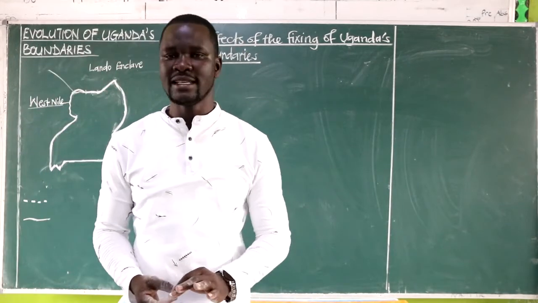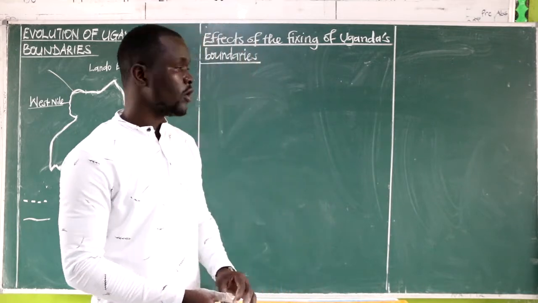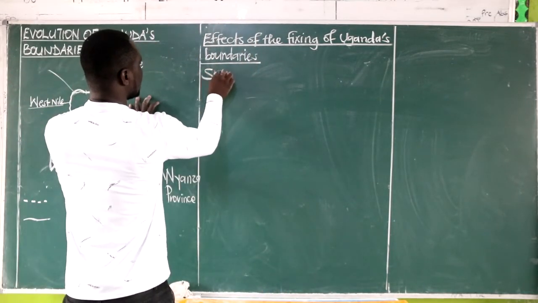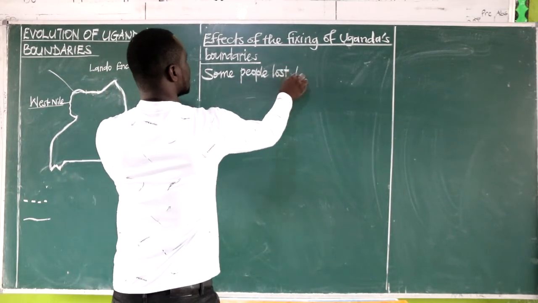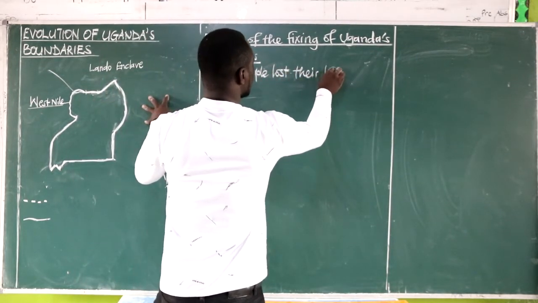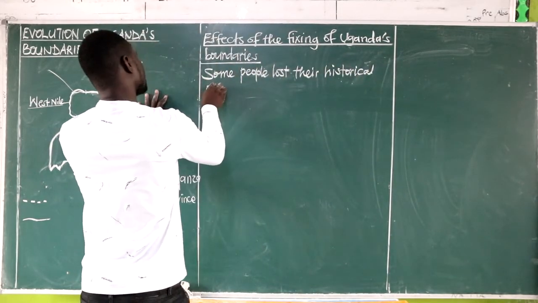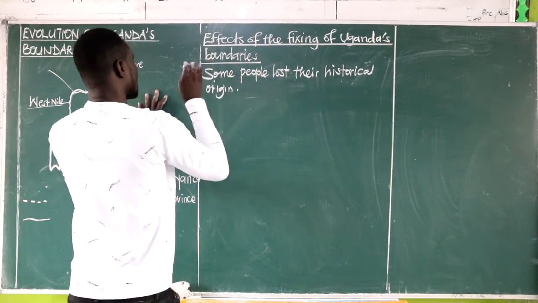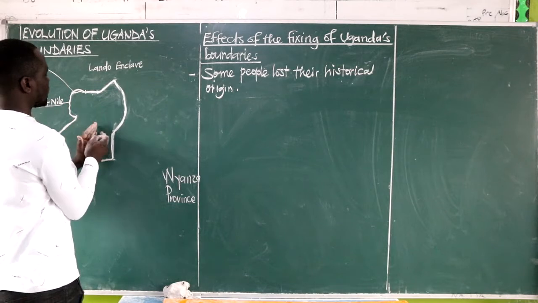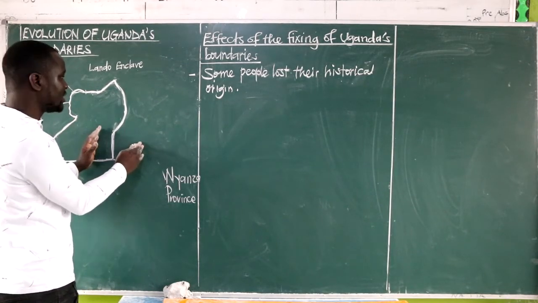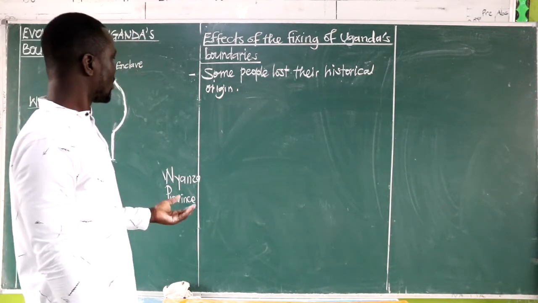The first point tells us that some people lost their historical identity, their historical origin. Now, this is the first. Now, a person who was cut from being a Ugandan is now a Kenyan, meaning that people lost their original identities or their historical background or historical origins.